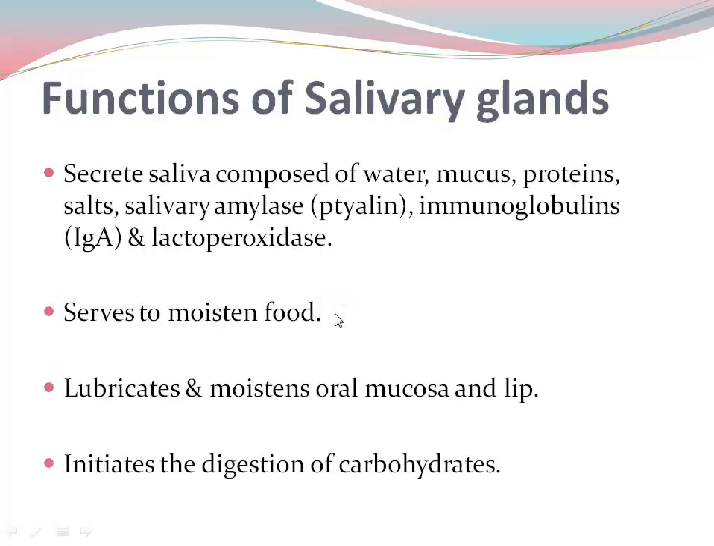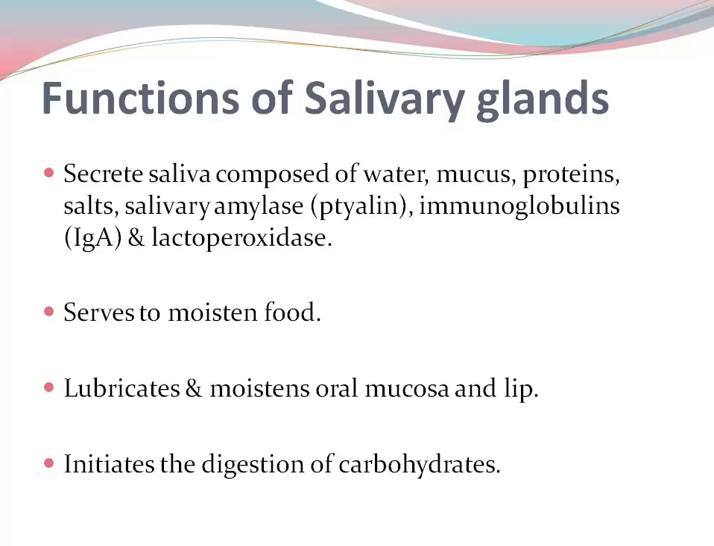The function of the salivary gland is to secrete saliva. What is it composed of? Water, mucus, some proteins, salivary enzymes, that is amylase, and a lot of immunoglobulins, and lactoperoxidase. We are very familiar with the amylase enzyme in saliva; the salivary gland is its source. Then there is water, mucus, proteins and salts. They serve to moisten the food.